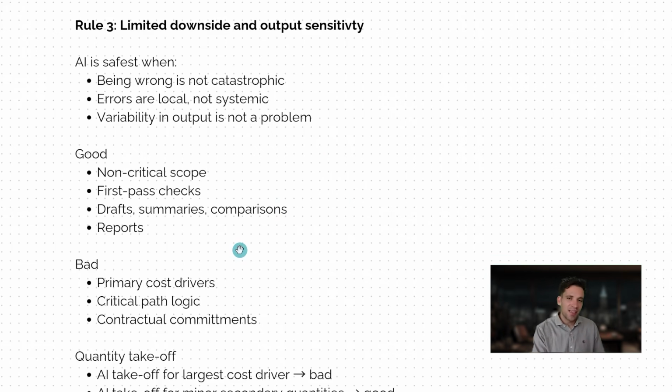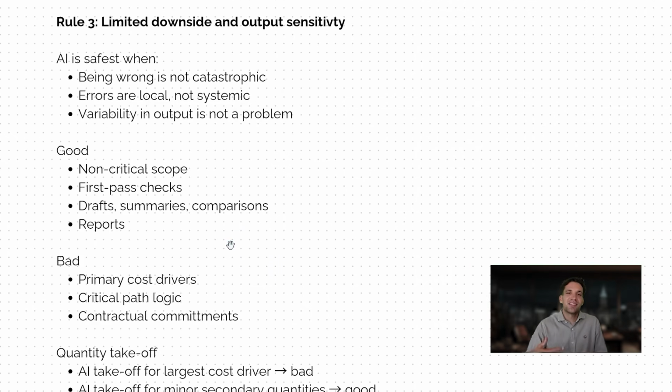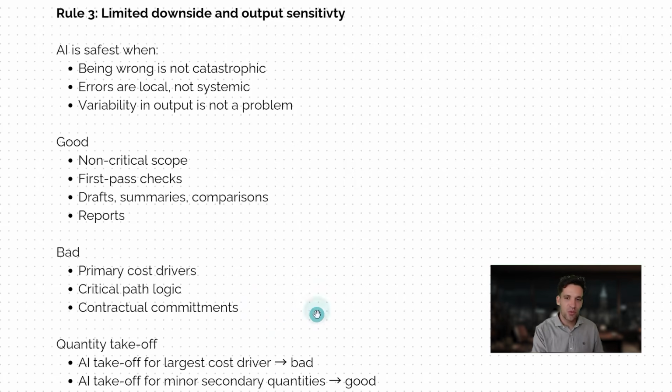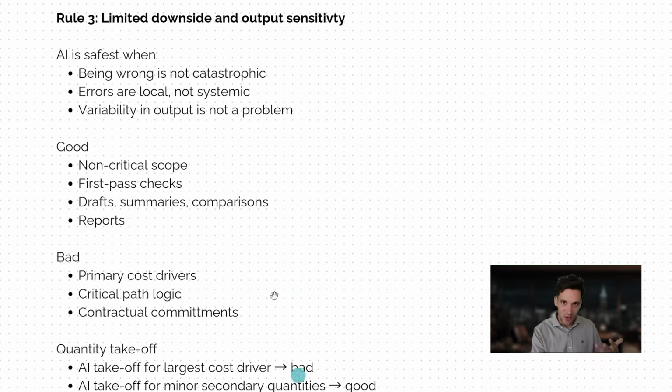So for example, if you're using AI as a first pass to compile and categorize client correspondence, to update your document and drawing registers, these are use cases that generally don't have significant downsides if there are mistakes or errors. But if you're using AI to prepare your primary costs for an estimate, you're relying on the AI to accurately produce the critical path, to make contractual commitments, these are just bad use cases because if it gets it slightly wrong, it can have big consequences for you.